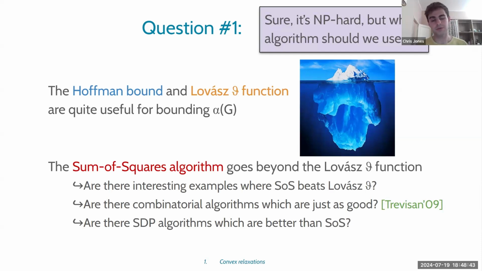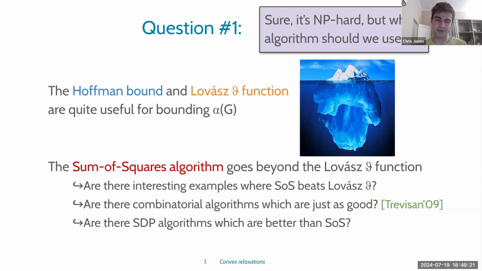Another question which Luca really liked was that even though these SDP-based approaches are very strong, it appears that there are combinatorial algorithms that appear to be just as good for many problems like this. Luca, actually, I should say, not always just as good. In this paper of Trevisan in 2009, he gives a combinatorial approach to maxcut, which is not as good as the Goemans-Williamson SDP, but it still achieves a non-trivial approximation factor. We generally just don't know. It could be that combinatorial algorithms are just as good as sum of squares.